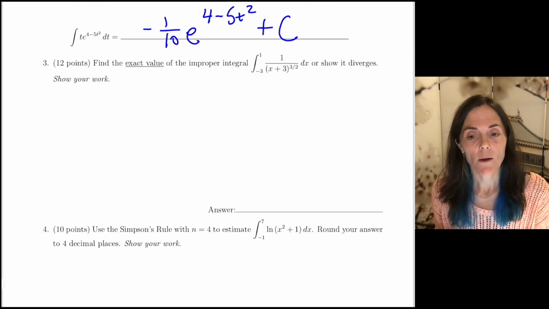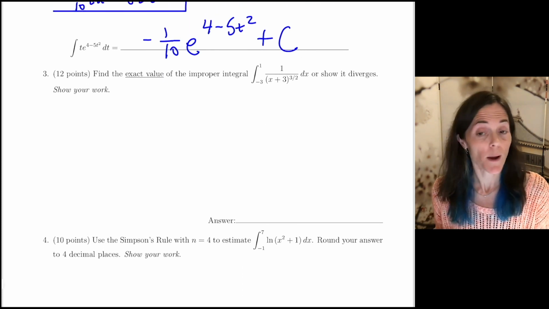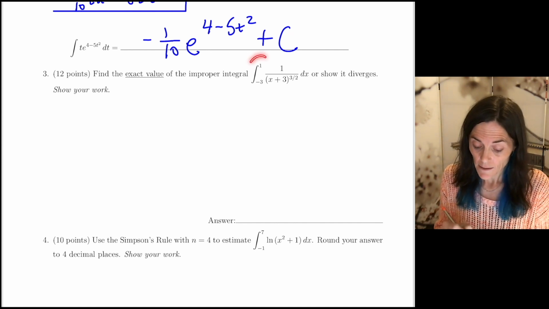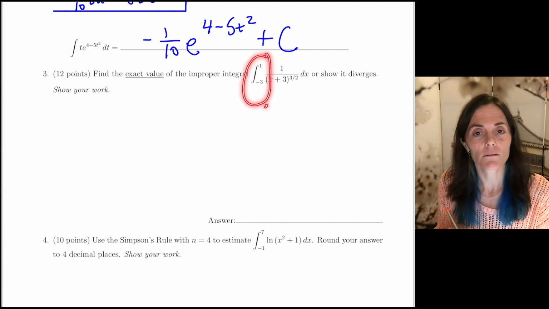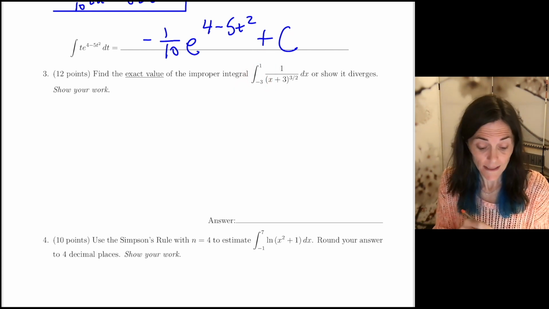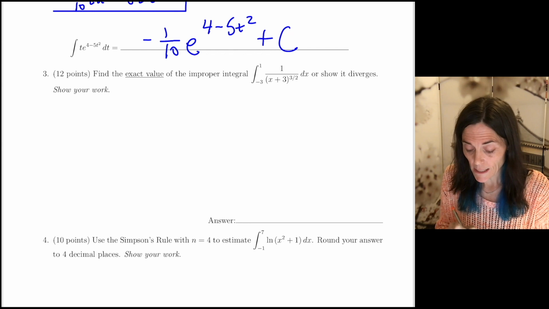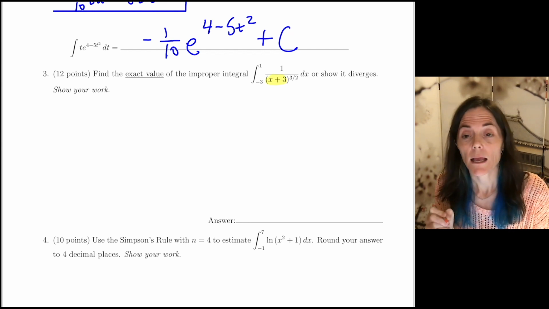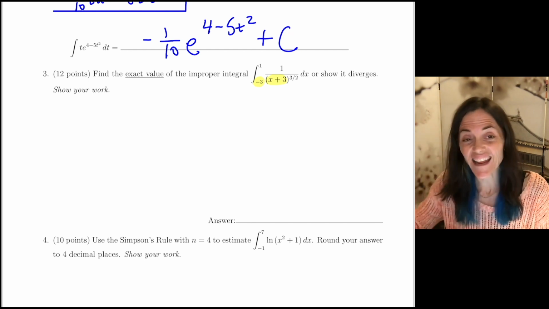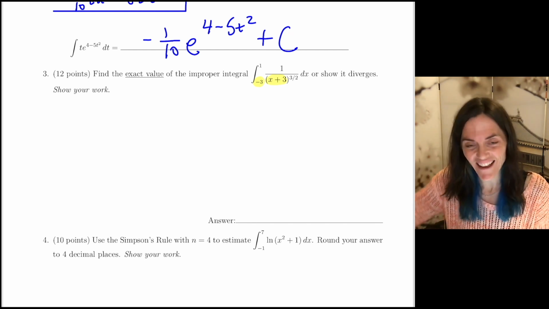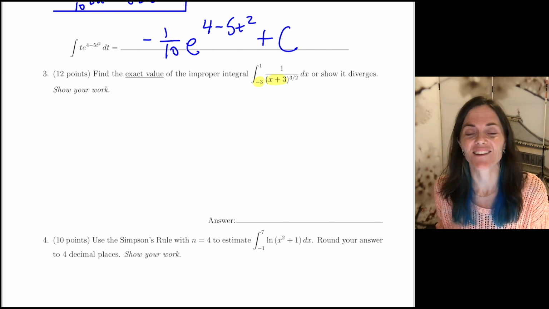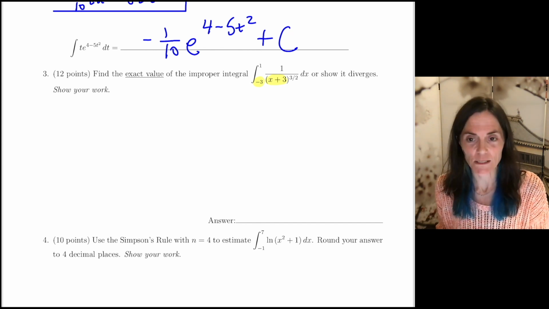Number 3, we have an improper integral. And you notice this is type 2 because here, my limits of integration are finite numbers. And if you're not careful, it looks like a definite integral, but it is not, because this integrand, you see, is undefined here. Well, the denominator is 0, so the whole integrand is undefined at -3. We have an infinite discontinuity at x equals -3.